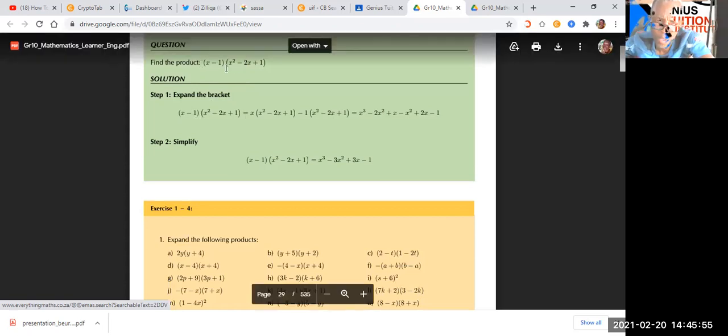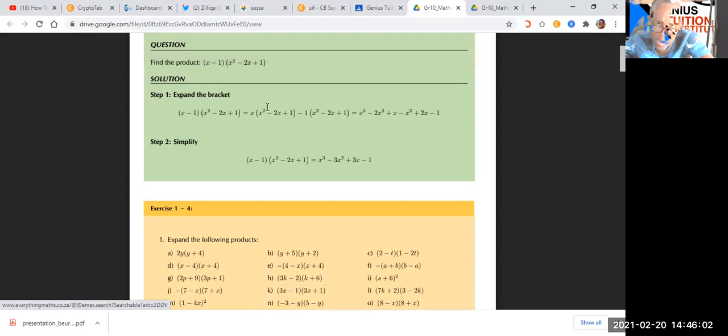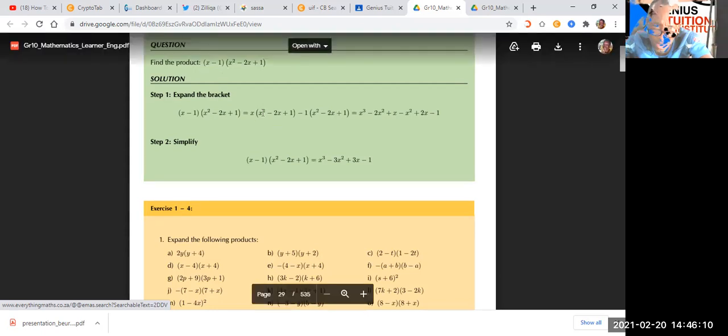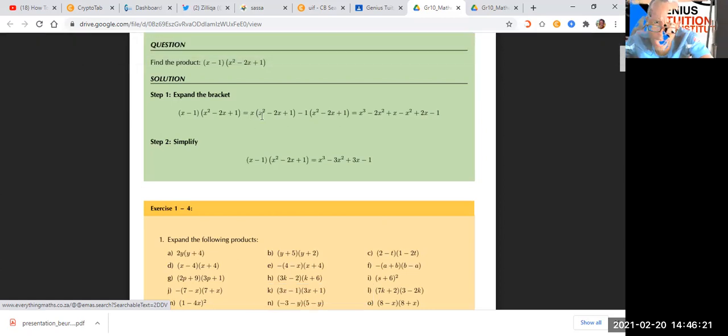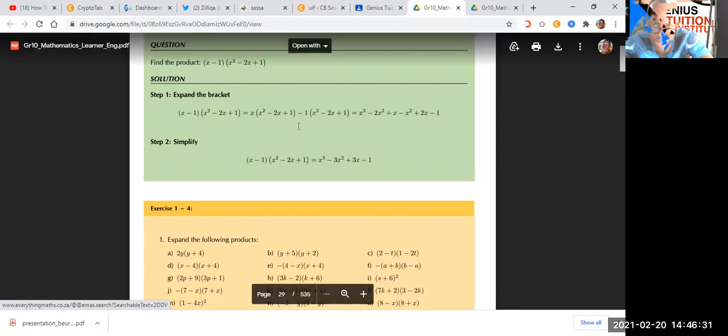You expand this because this is a binomial and this is a trinomial. You expand this by putting it here and then the other one there. Open a bracket behind this two, and then inside the brackets you insert the second bracket here and there. Thereafter you multiply x by x squared, it will give you x cubed. Then x by this gives you minus 2x squared. X multiplied by 1 is x.